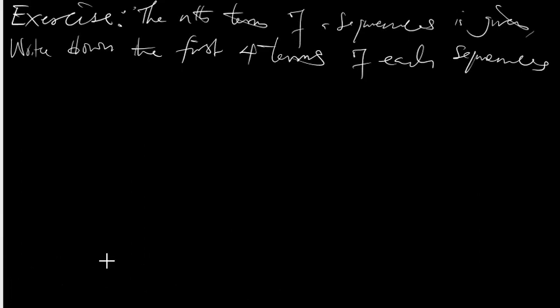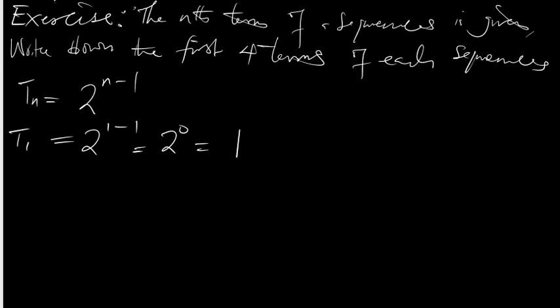Now, the next problem is, the n term is 2 to the power n minus 1. So now the first term is 2 to the power 1 minus 1, which is 2 to the power 0. Anything raised to the power 0 is equal to 1. So the second term is 2 to the power 2 minus 1. So this is 2. 2 minus 1 is 1. So this is equal to 2.